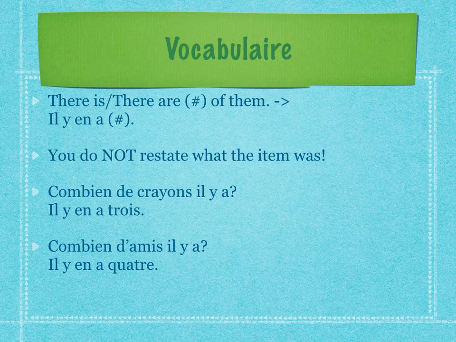So we can see some examples of how this works in French. Okay, so we have combien de crayons il y a? How many pencils are there? Il y en a 3. There are 3 of them. Combien d'amis il y a? How many friends are there? Il y en a 4. Okay, so there are 4 of them. So like there are 4 friends hanging out somewhere.